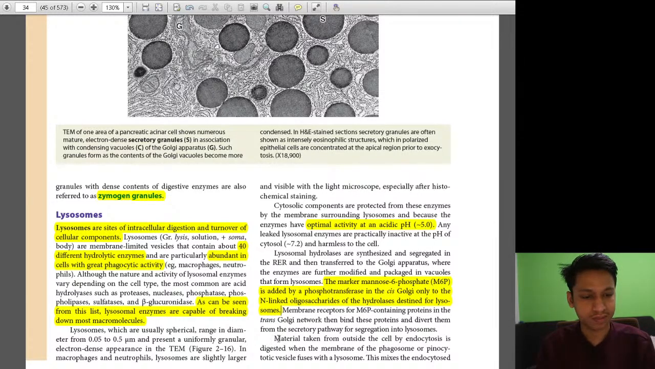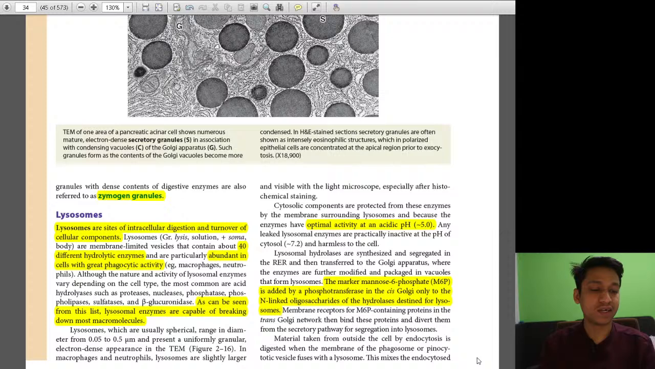All right, material taken from outside the cell by endocytosis is digested when the membrane of the phagosomes or pinocytotic vesicles fuse with a lysosome. This is an important function because we need to digest the phagosome and the pinocytotic vesicles, and this happens when they fuse with the lysosome. The first thing that happens is they go and fuse with lysosome.